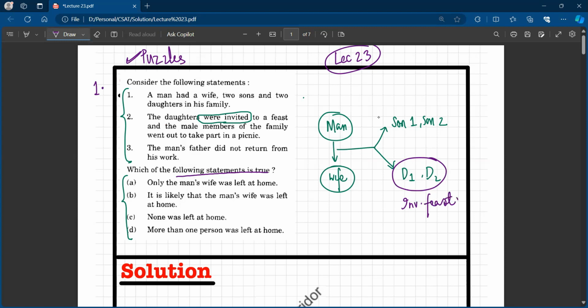and the male members of the family went out to take part in the picnic. They all went out of the house. Suppose this black rectangle here is the periphery of the house. Now all these people went out of the house for the picnic. Now for D1 and D2, there can be a case where both of them went out for the feast, or a case where any one of them went out. Since they are invited, anything can happen. Both can go to the feast.